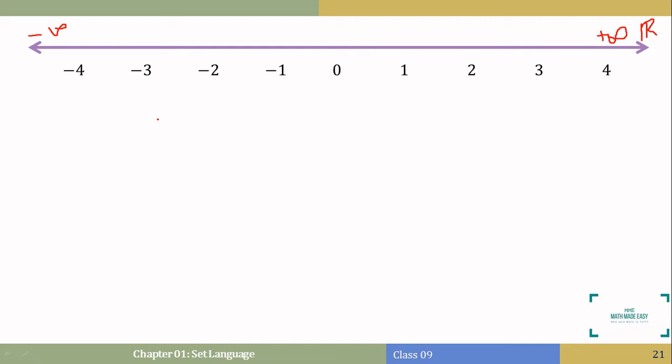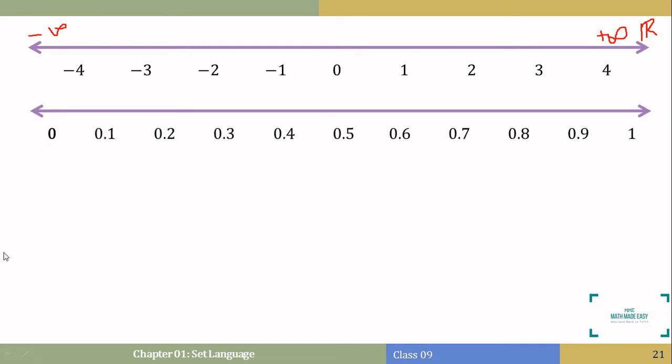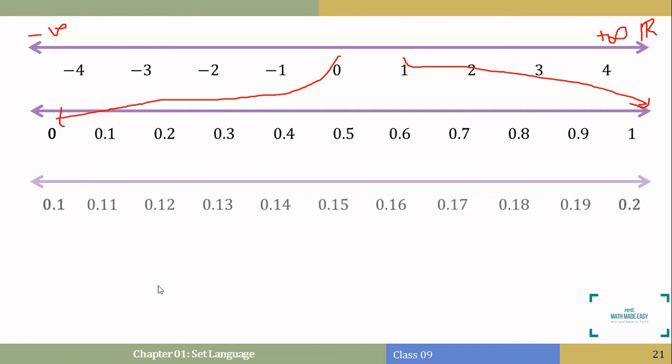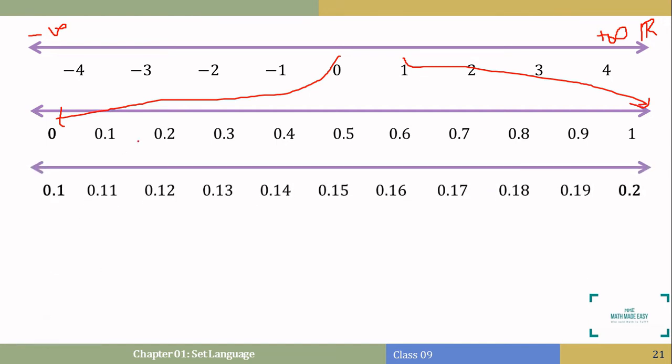179.9 centimeters tall. Where did that 0.9 come from? Check it out. Let's look closely at 0 and 1. You have 0, 0.1, 0.2, 0.3, 0.4, 0.5, 0.6, 0.7, 0.8, 0.9, and it extends to 1. If you look closer again at 0.1 and 0.2, you might get 0.11, 0.12, 0.13, 0.14, 0.15, 0.16, 0.17, 0.18, 0.19, and 0.2.